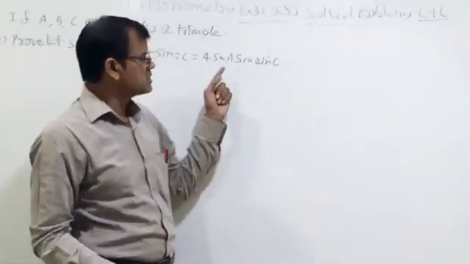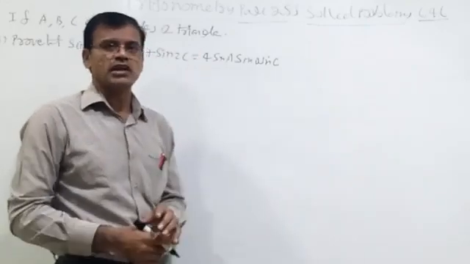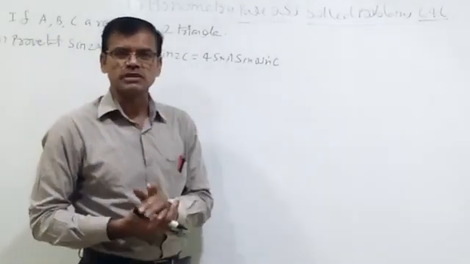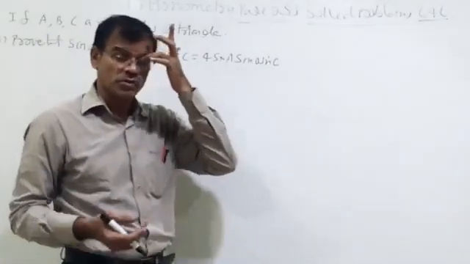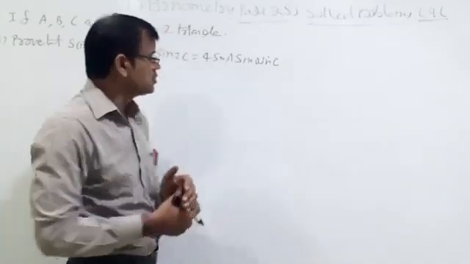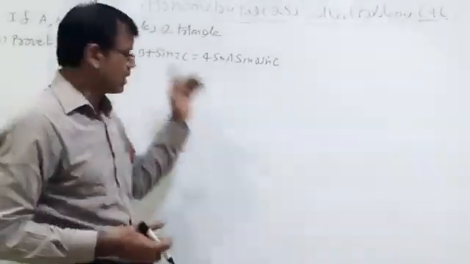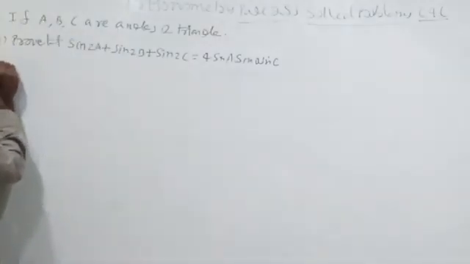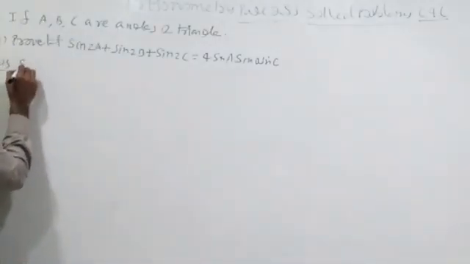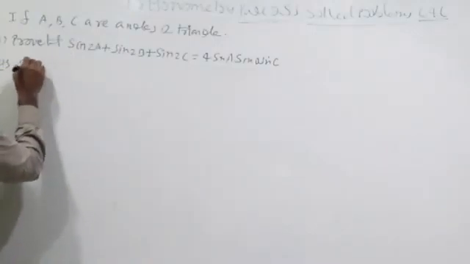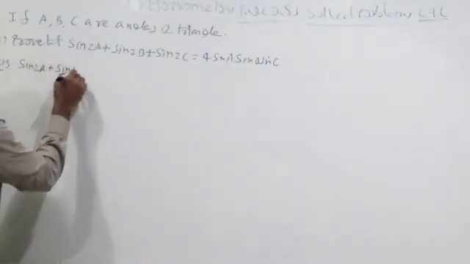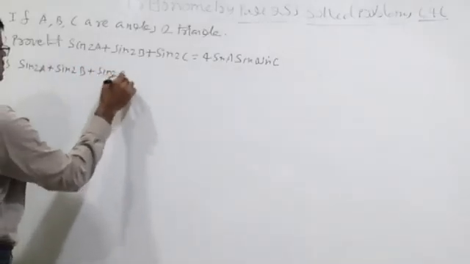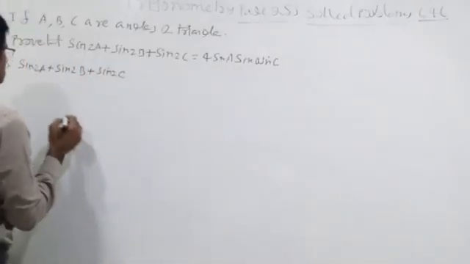This is in your first year intermediate mathematics 1 year life. You will face the same question minimum 6 times. So it is a most important concept; you should remember the value as a formula for this question. Sin 2A plus sin 2B plus sin 2C. Now taking LHS, sin 2A plus sin 2B plus sin 2C.